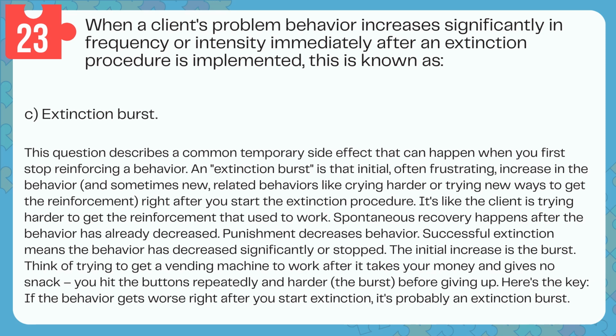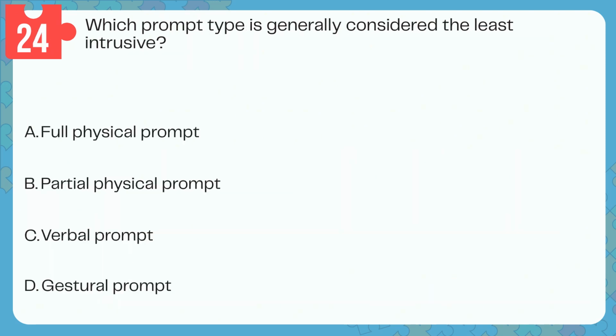Think of a child pushing a button that always gave cookies. If it stops working, they might push it faster, harder, and repeatedly before giving up. Here's the takeaway. An extinction burst is a temporary spike in the behavior when you first start ignoring it or stopping its reinforcement.